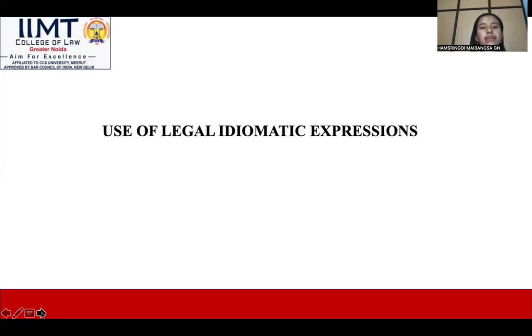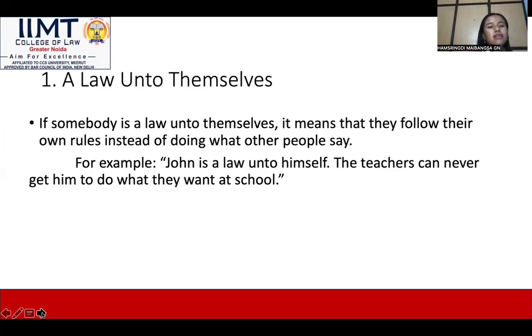The next topic is the use of legal idiomatic expressions. The first idiomatic expression is a law unto themselves. If somebody is a law unto themselves, it means that they follow their own rules instead of doing what other people say. In the example, you can see John is a law unto himself.